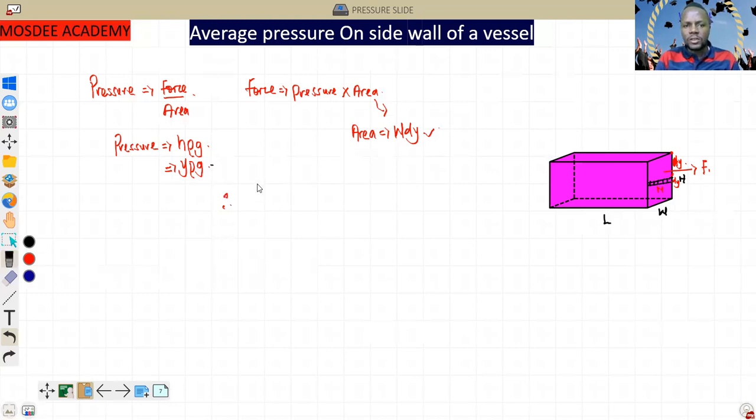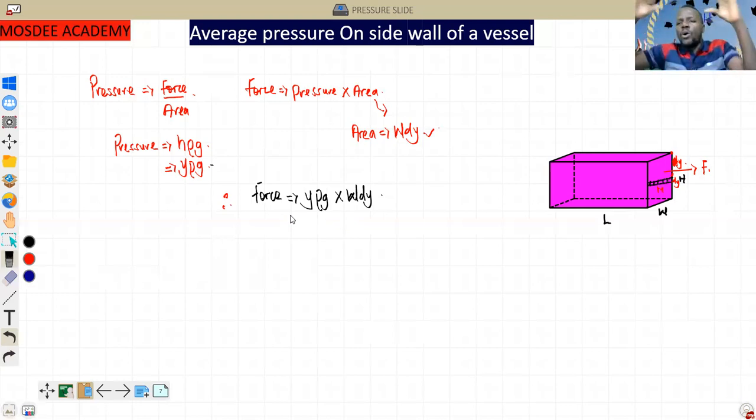The force here, that is the outward force, which I've shown at that point, will now be equals to, you can follow, the pressure. What's the pressure at that point? y rho g, multiplied by, what is the area at that point? That is W dy. I hope you guys are getting this, and that is the first thing I have done.